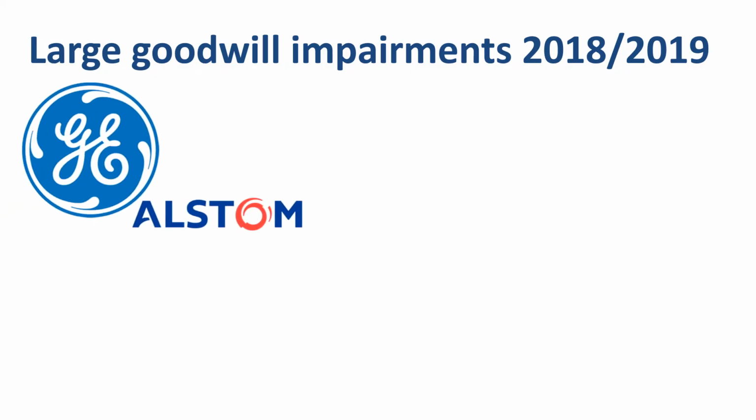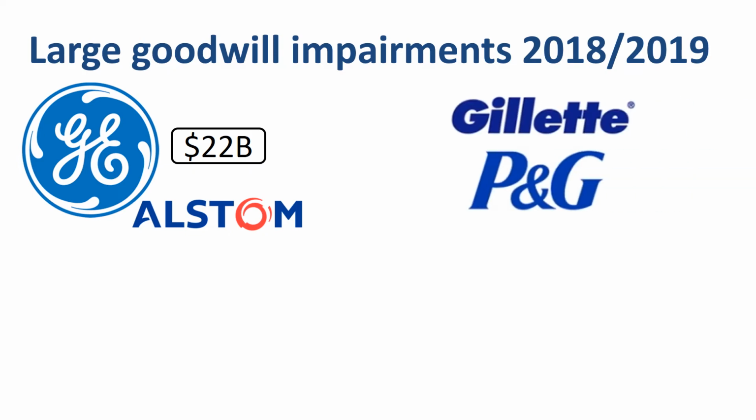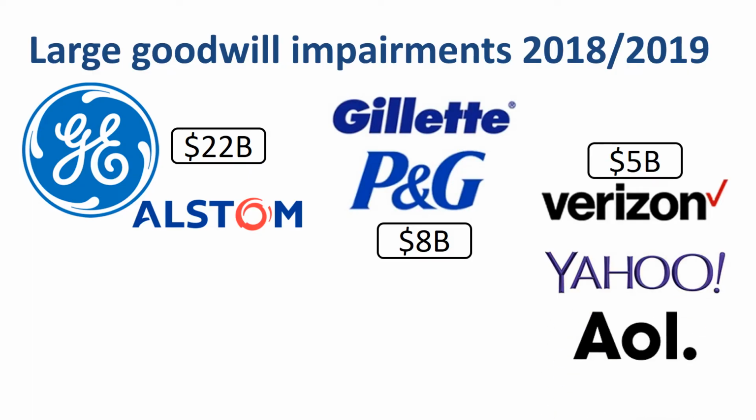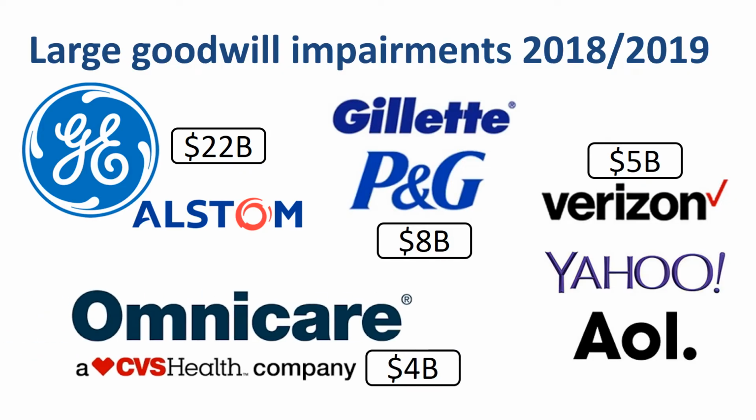Here are some examples of large goodwill impairments in 2018 and 2019. The $22 billion write-down by General Electric on the acquisition of Alstom's power business. The $8 billion impairment by Procter & Gamble for Gillette. Verizon Communications' $5 billion goodwill impairment related to its acquisition of Yahoo and AOL. And CVS Health's $4 billion goodwill impairment related to the acquisition of Omnicare.